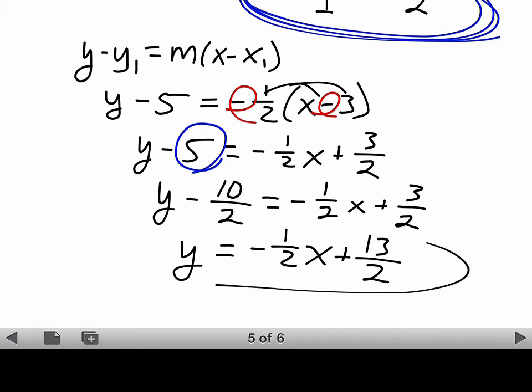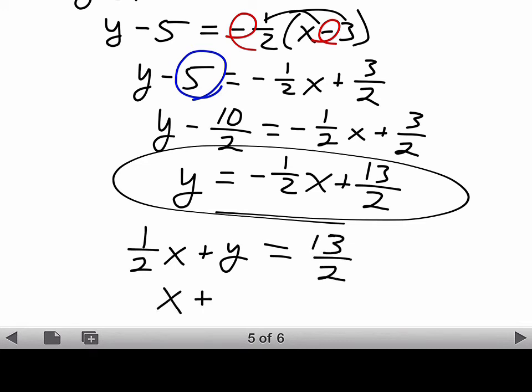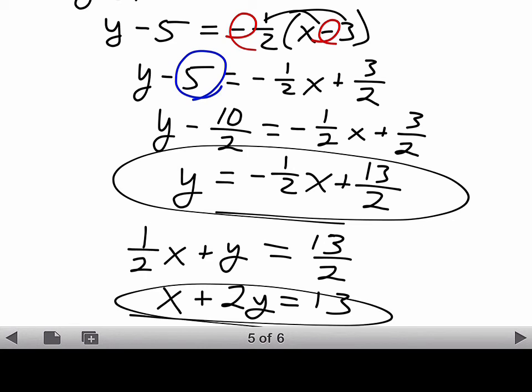This answer is in slope-intercept form, and to give the answer in standard form, I'll add 1/2 x to both sides to get 1/2 x plus y is equal to 13/2, and then multiply by 2 to clear the fractions. x plus 2y is equal to 13. These are the two possible solutions to this problem.